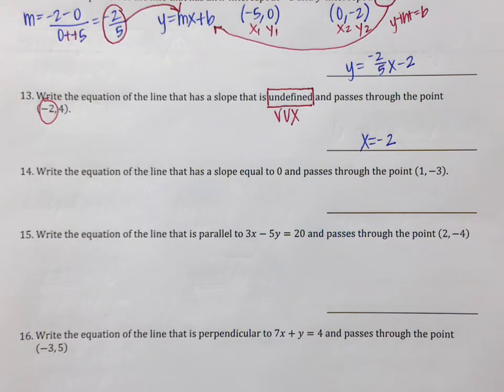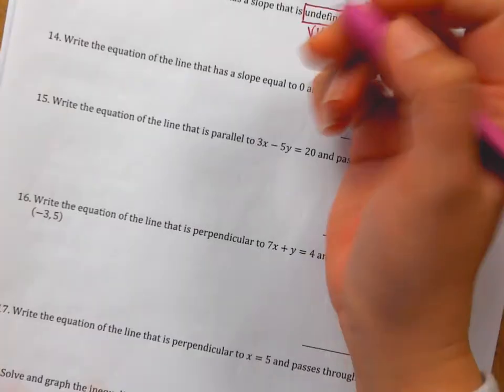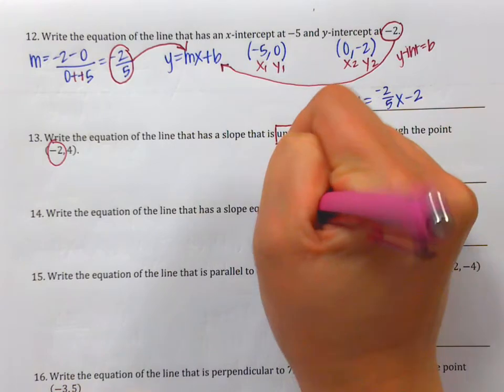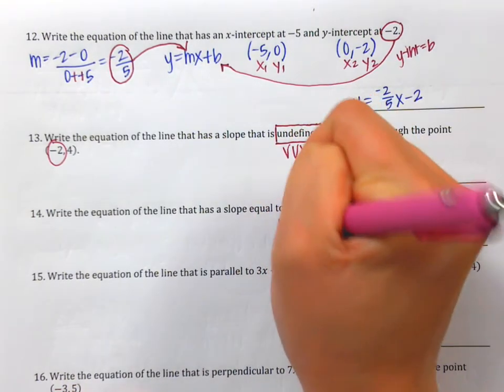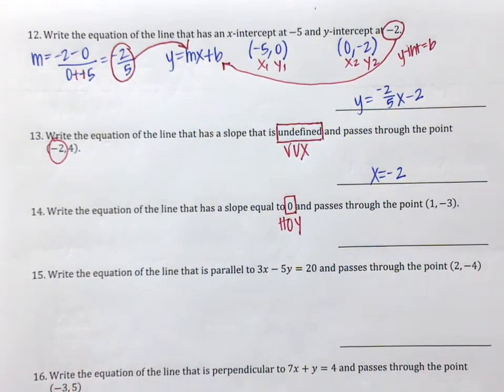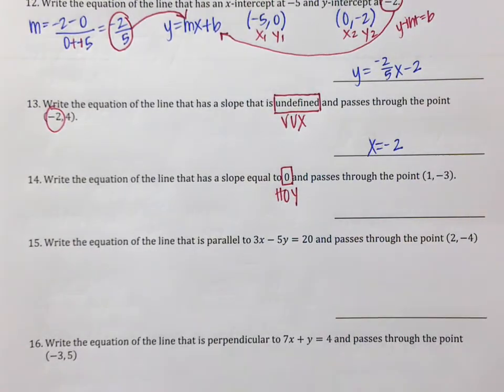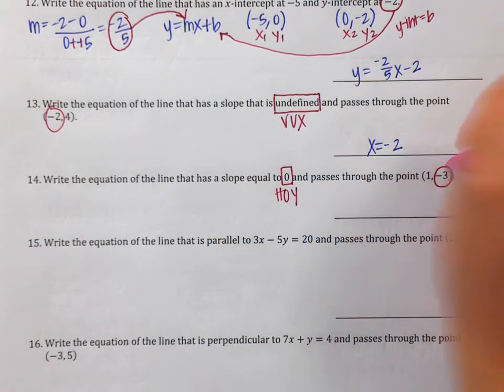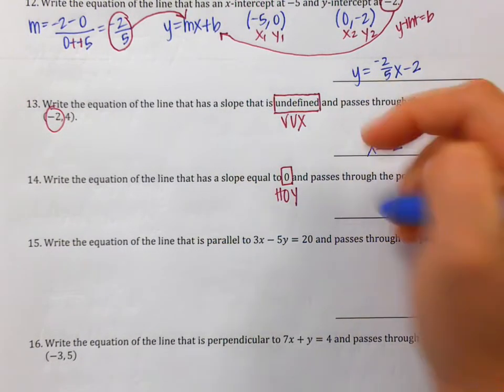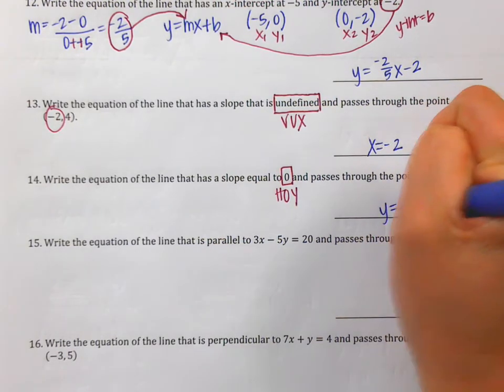Or you can, again, know that my slope is equal to 0. That's reminding me of horizontal line, 0 slope, y is equal to. So all I have to do is look at my y value, and that's my equation. Y equals -3.